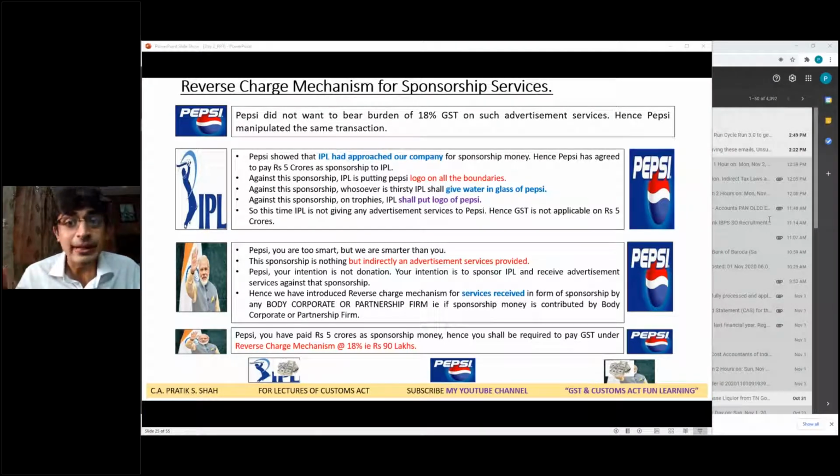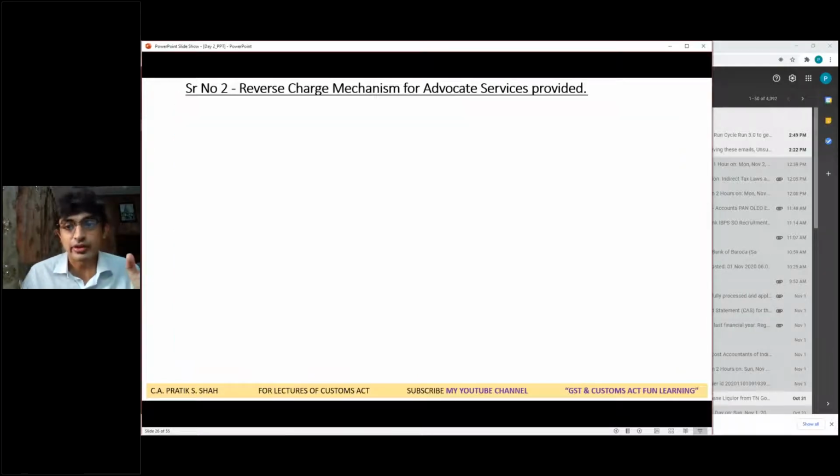IPL only should pay, but if you give a sponsorship, then we will have to pay. Normally what happens? IPL gives advertising service, then IPL will collect GST and pay. But if you manipulate and say sponsorship, then you will have to pay GST under reverse charge mechanism. Fair enough? So this is how this transaction will work here. Clear? Chalo. Now advocate service.